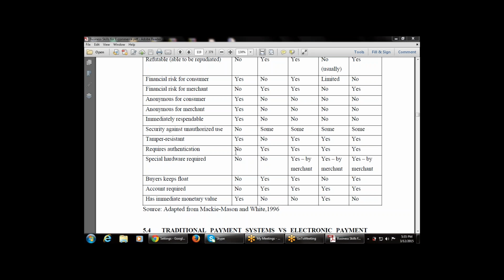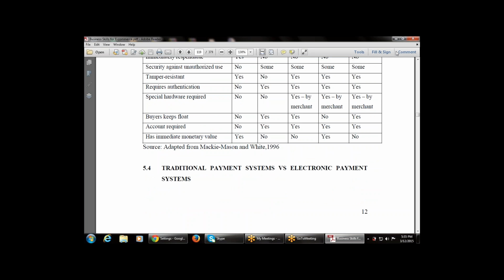So the next topic is the traditional payment system versus the electronic payment system. What is the main difference between the traditional payment system and the e-payment system? So let's stop over here, and I will carry out this topic in the next class, tomorrow's class.